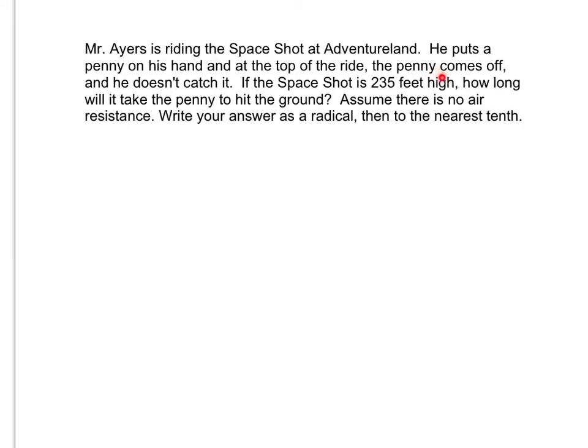So the first thing we can figure out is this is a falling object model. The penny is going to come off my hand. I'm not throwing it. It's going to come off my hand, and it's just going to drop to the ground. So we need our falling object model. And again, the falling object model is the height at any given point in time is equal to negative 16 times the time in seconds squared plus the starting height.